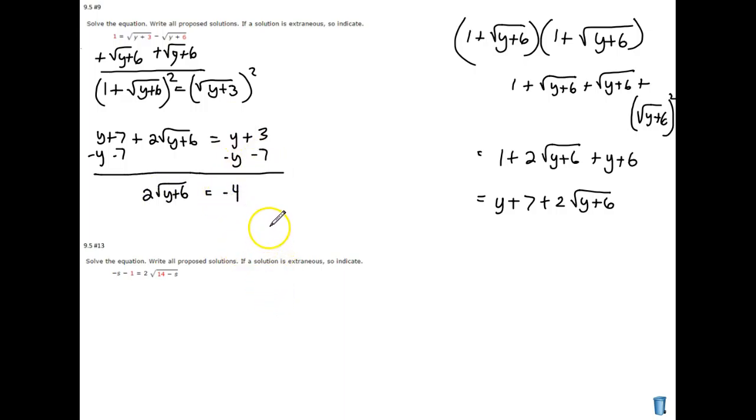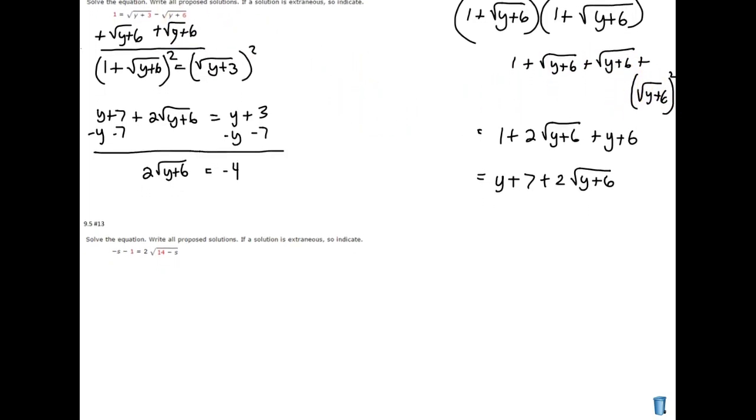I think I'm going to leave this to you at this point to continue going, but what you need to do is divide by 2 and then square both sides. Then what you'll be left with is y plus 6 equals some number. So then go ahead and solve for y. Don't forget though, plug that back into your original equation. Check to see if it's extraneous.